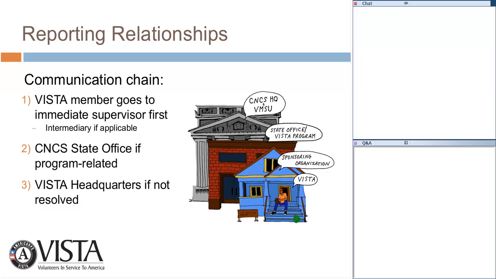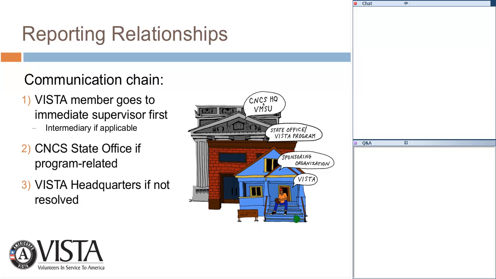If you're in a multi-site organization, so you've got multiple sites under an umbrella, what we call an intermediary, the VISTA member should start first with their individual site and then perhaps go up to the umbrella level, the intermediary level, if that is applicable. If they can't get what they need there, then the state office would be the next level for them to go and get support. Or you as a supervisor could go with them or on their behalf to the state office to seek that support.